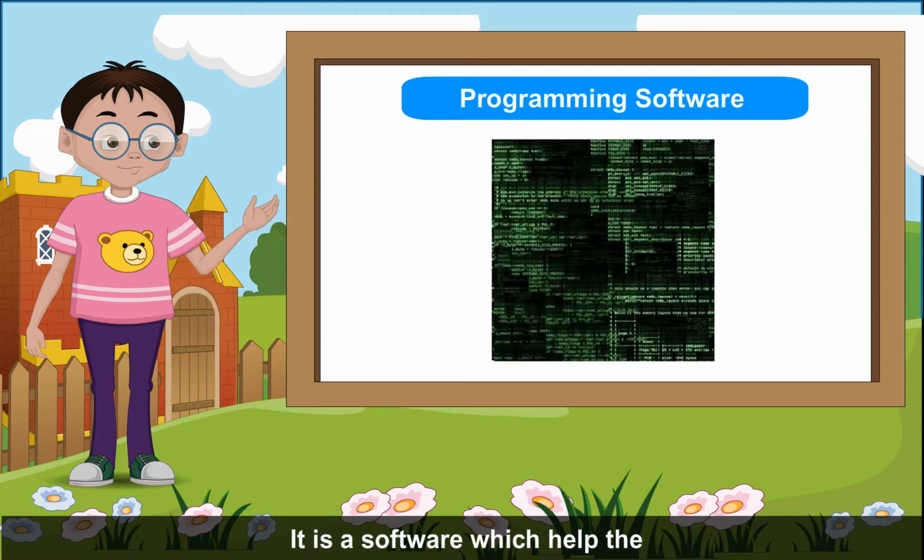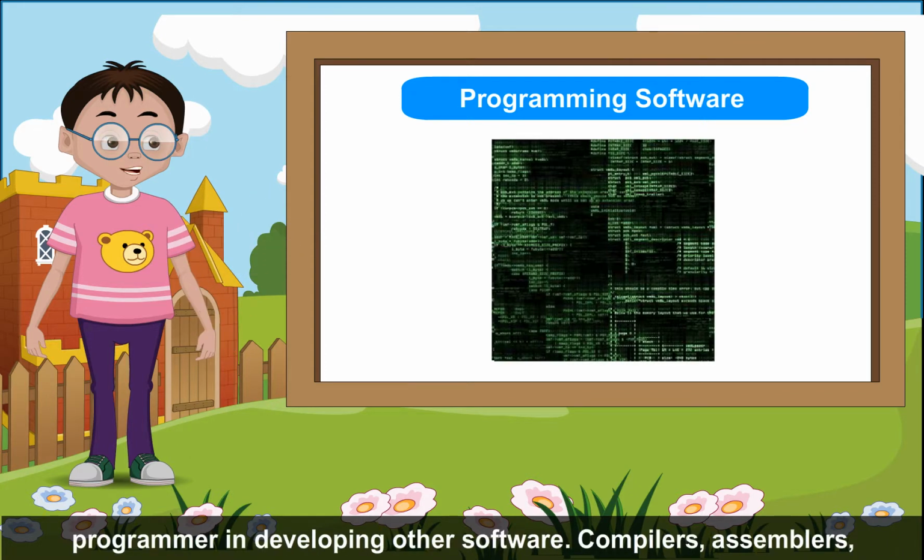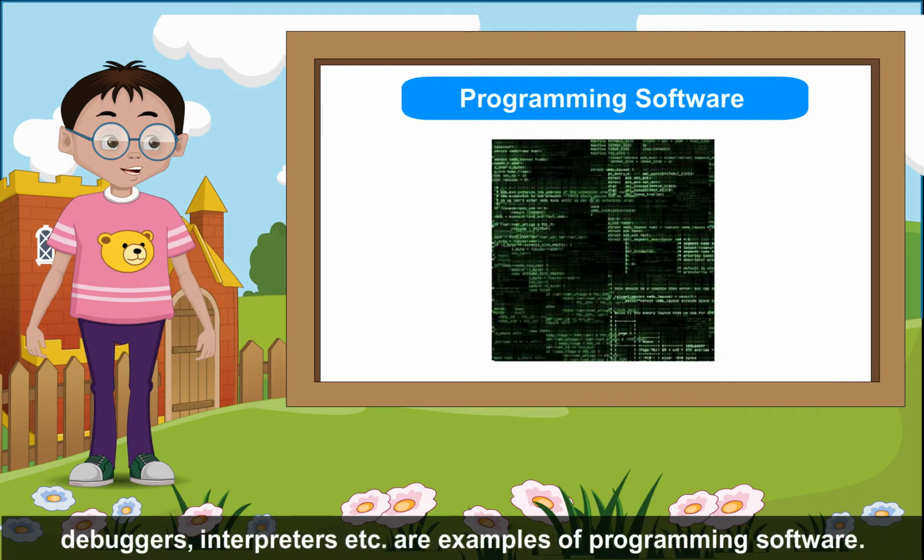Programming software. It is software which helps the programmer in developing other software, such as compilers, assemblers, debuggers, interpreters, etc.